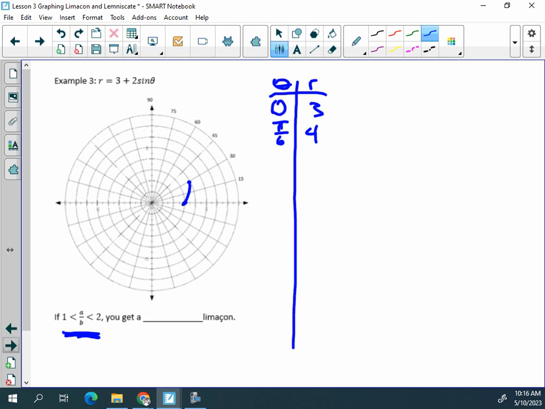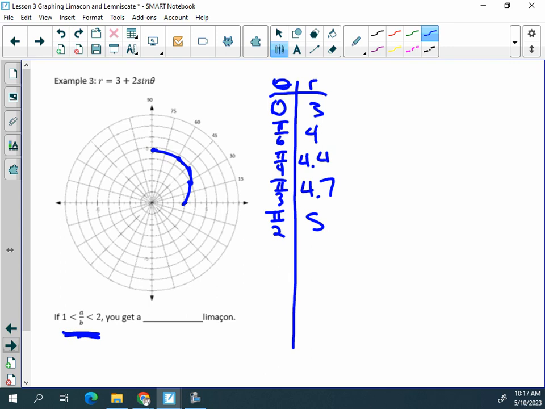Okay, then we're going to plug in pi over 4. Sine of pi over 4 is root 2 over 2, times 2 is root 2, plus 3 is approximately 4.4. Whoops, it's supposed to be about here. Erase that. Okay. Then pi over 3, sine of pi over 3 is root 3 over 2, times 2 is just root 3, plus 3 is approximately 4.7. Okay, and then at pi over 2, sine of pi over 2 is 1, times 2 is 2, plus 3 is 5.